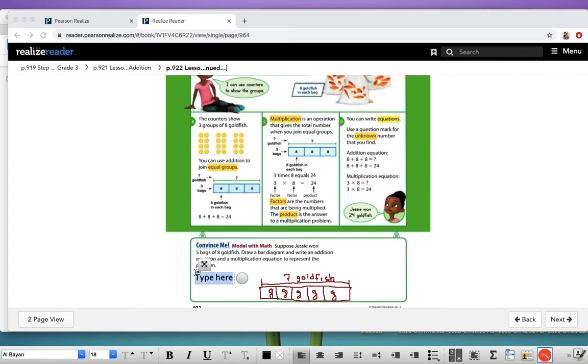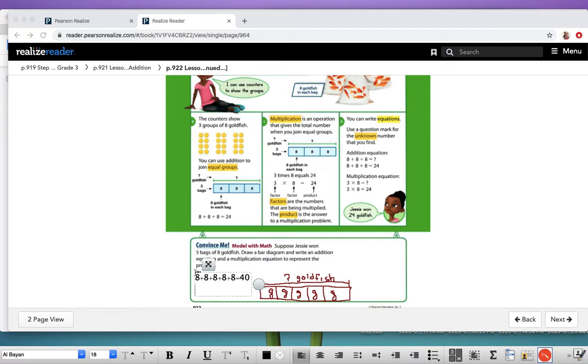So I'm going to do 8 plus, oops, that's an equals, plus 8 plus 8 plus 8 plus 8 equals, and we have to figure that out. What do you think that is? Did I hear anybody say it? It is 40, okay? 40. Equals 40.